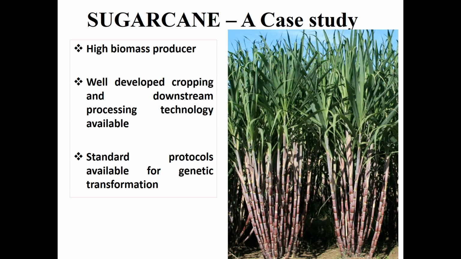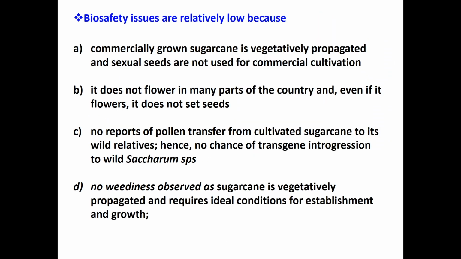Coming to a case study, I take the example of sugarcane, which is a high biomass producer. A well-developed cropping and downstream processing technology is available for sugarcane, and standard protocols are available for genetic transformation. Biosafety issues are relatively less with sugarcane because commercially grown sugarcane is vegetatively propagated and sexual seeds are not used for commercial cultivation at all.